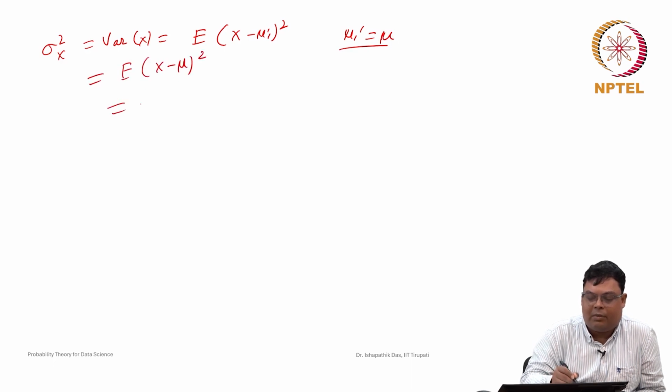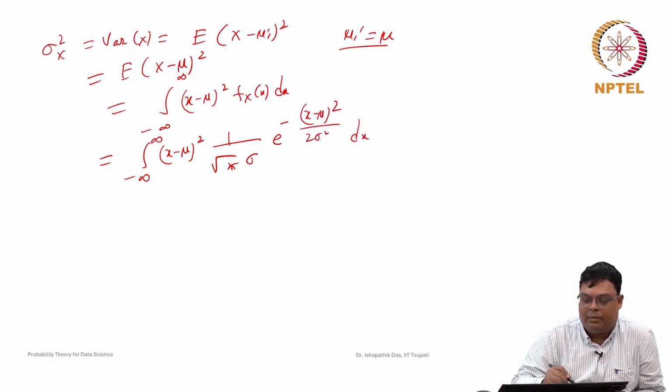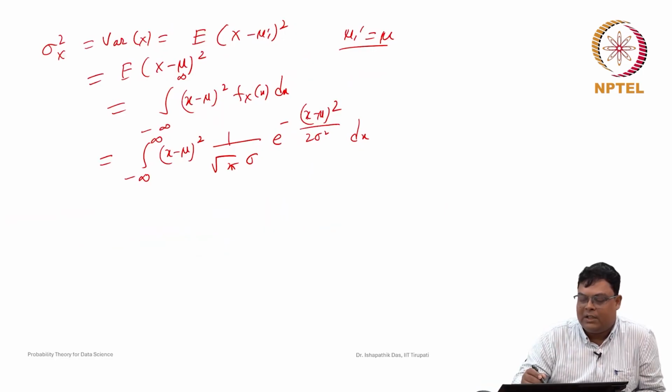What is the formula? It is the integral from minus infinity to plus infinity of x minus mu whole square f x of x dx. So this is the integral from minus infinity to plus infinity of x minus mu whole square times 1 by root 2 pi sigma, this is the density function I am writing, e to the power of minus x minus mu whole square by 2 sigma square, dx. It may be helpful. Let us see. If it is not helpful, then we will do the previous formula, first finding mu 2 dash. Because the density function also has x minus mu whole square, I thought this integration may be helpful if we can find it directly.